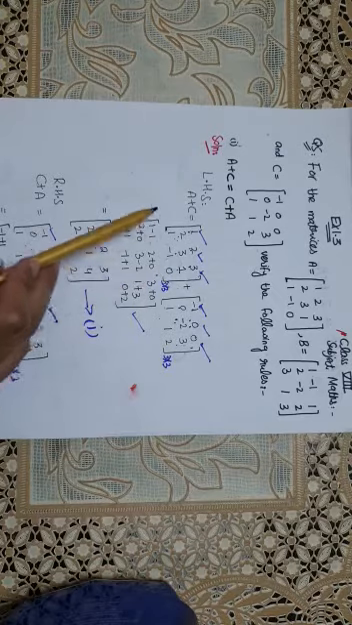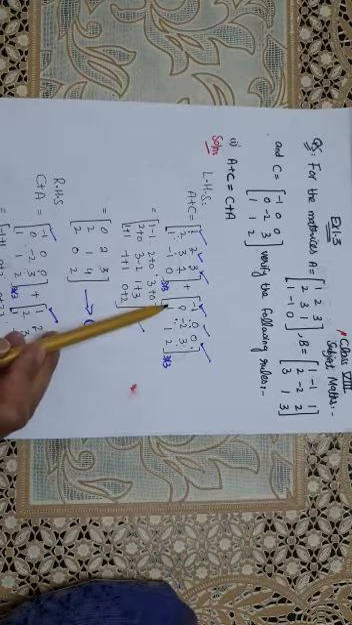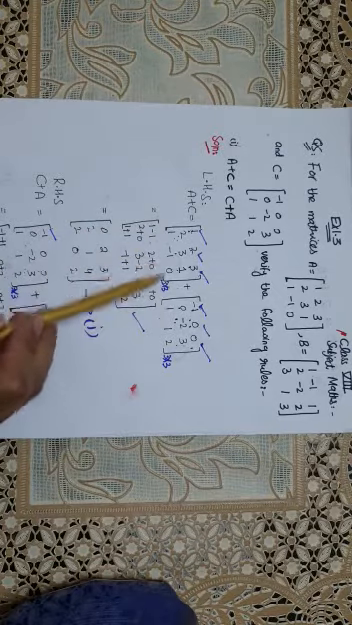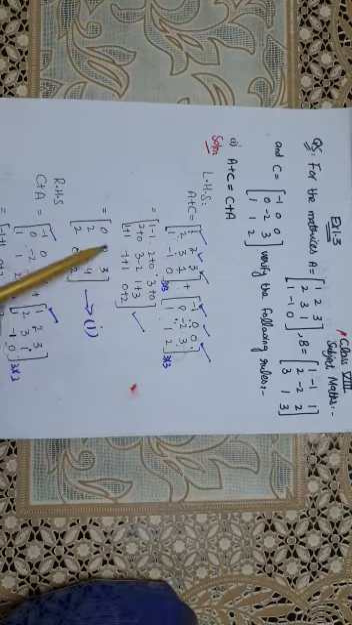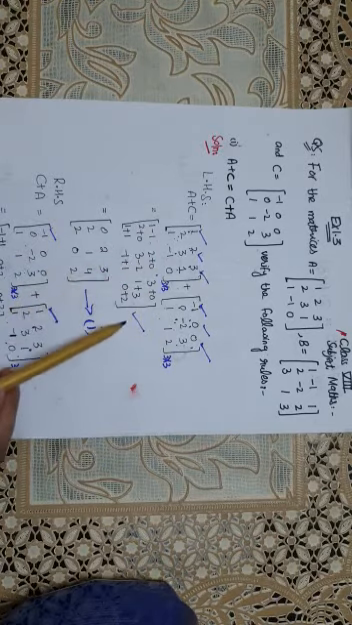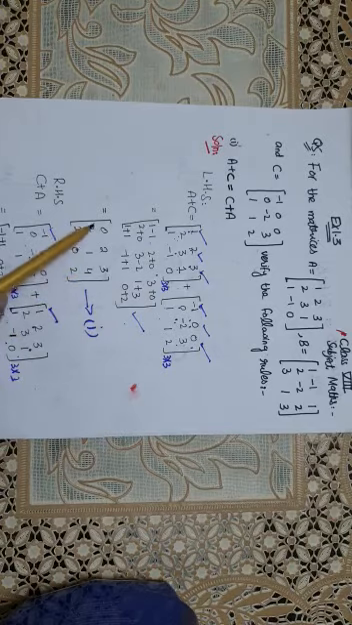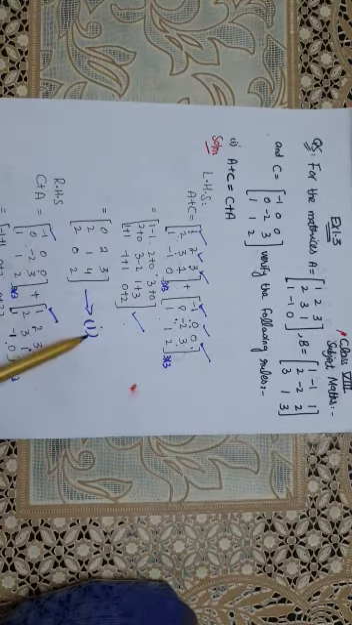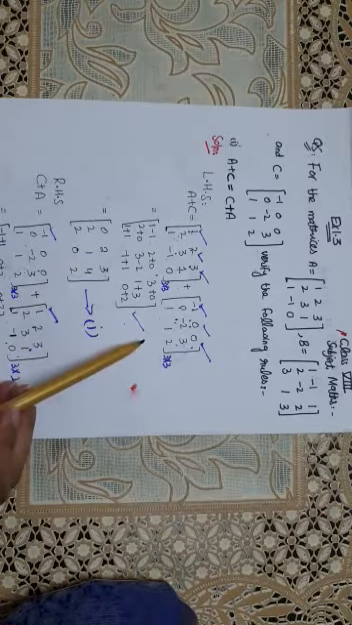Again in row 3, 1 plus 1, -1 plus 1, 0 plus 2. To solve these matrices, we get a new matrix: 0, 2, 3, 2, 1, 4 and 2, 0, 2. This is the simplification of A plus C.